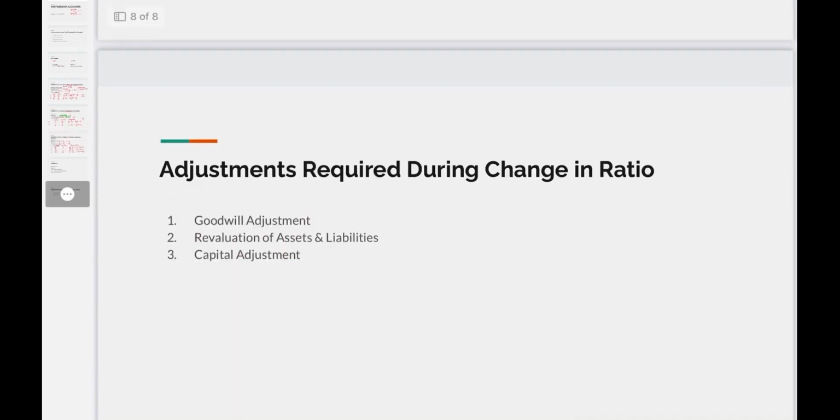So why do we calculate these changes in ratio? This is basically calculated for giving the following adjustments, for example goodwill adjustment or adjustment due to revaluation of assets and liabilities, so that none of the partners loses or gains extra shares, and for capital adjustment as well.